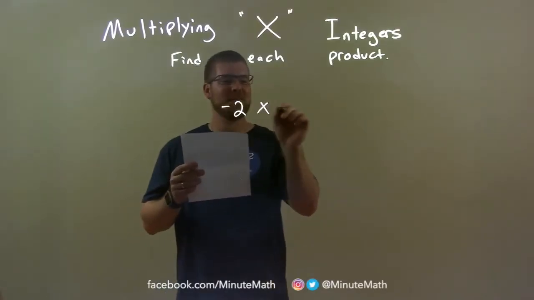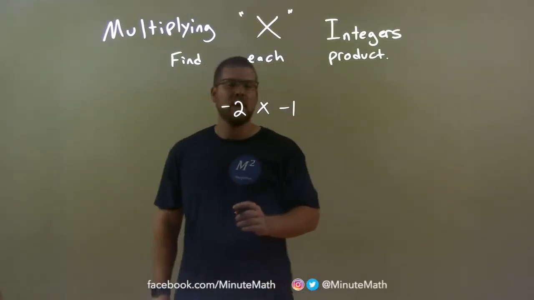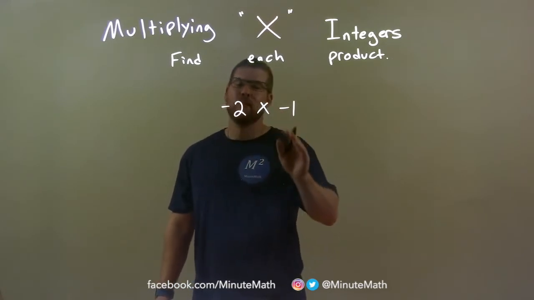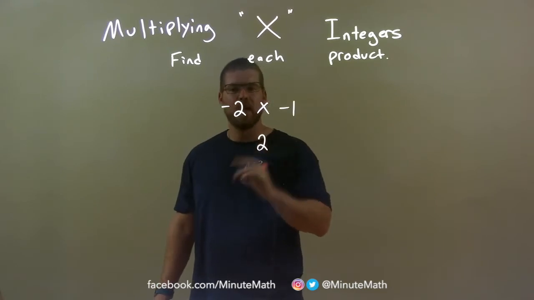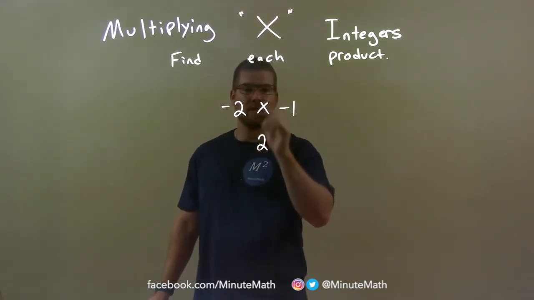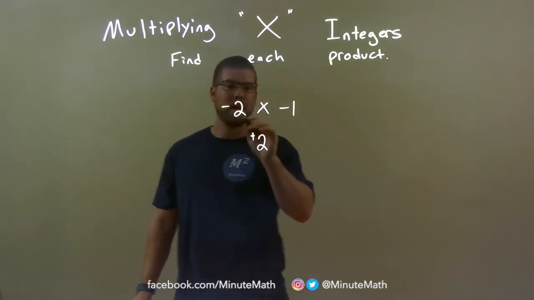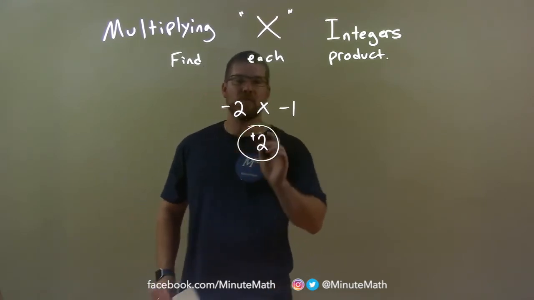Negative 2 times a negative 1. Well, we know that 2 times 1 is just 2. So I ignore the negatives. 2 times 1 is 2. But then I also know a negative times a negative is a positive. So combining those two facts, our final answer is just positive 2.